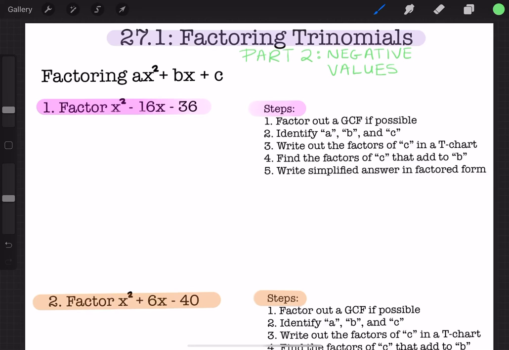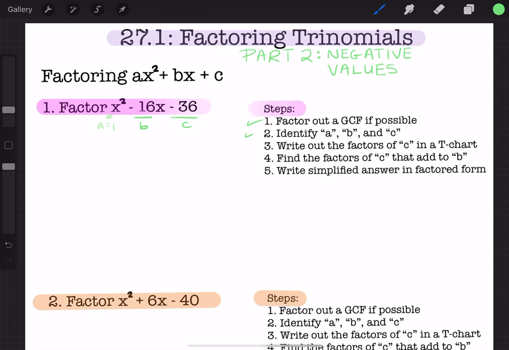Today we're going to be talking about factoring trinomials when they have negative values. Just a really quick refresher, the value that is in front of x squared is going to be our a value. So our a value here is 1. The value that's in front of x is our b value, so that is negative 16. And then our c value is negative 36. We can't factor out a greatest common factor here because the a value is 1.